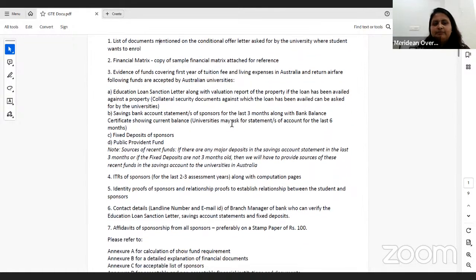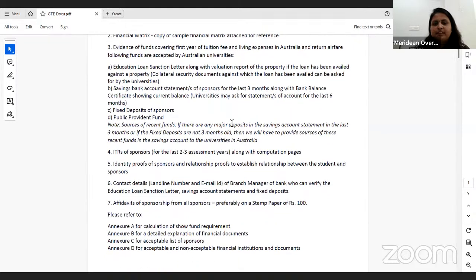Next point is ITR. So yes, we are looking for the ITR of the sponsors for the last 2 years of assessment years, along with the computation. One current year and one previous year ITR is mandatory to give. Now, the total value of your ITR comes around 10 to 12 lakhs of your income.